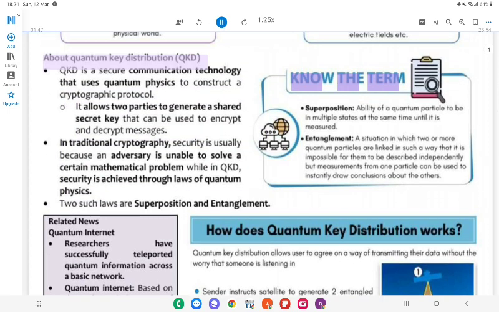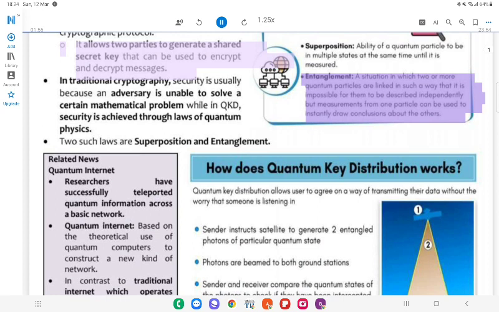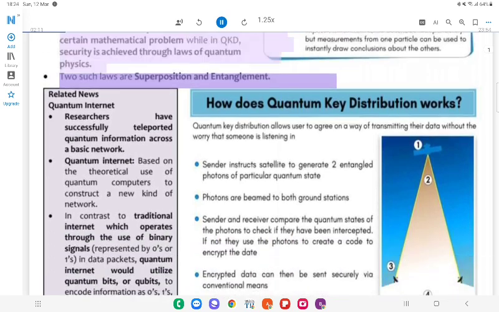Know the term. Superposition: the ability of a quantum particle to be in multiple states at the same time until it is measured. Entanglement: a situation in which two or more quantum particles are linked in such a way that it is impossible for them to be described independently, but measurements from one particle can be used to instantly draw conclusions about the others. Two such laws are superposition and entanglement.